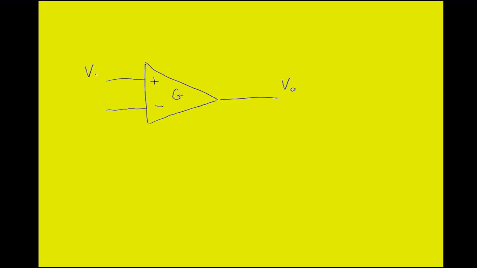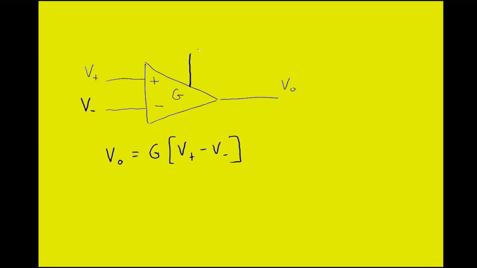So we'll write V plus, and we'll write V minus here. And basically the output, V out, is equal to G, the gain, times V plus minus V minus. Now for the sake of completeness, we'll add two more connections.